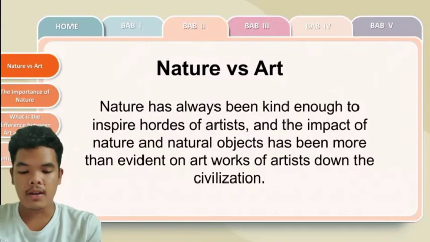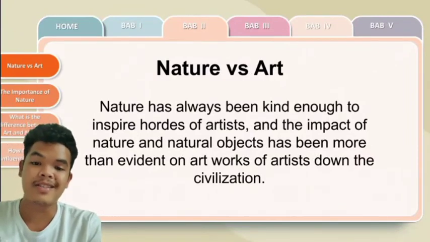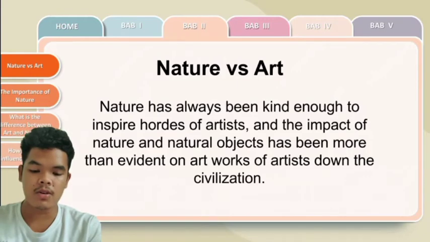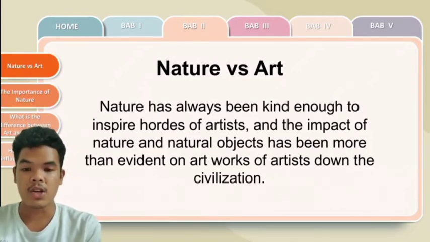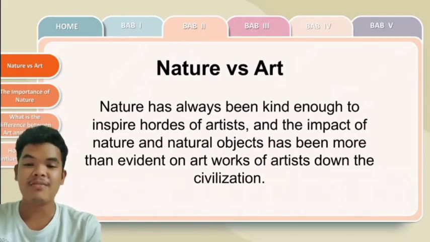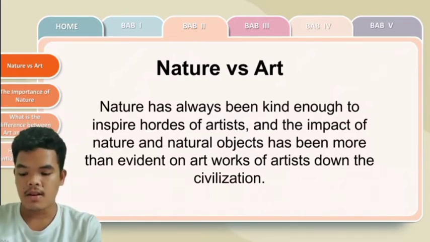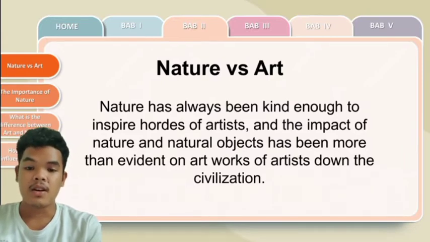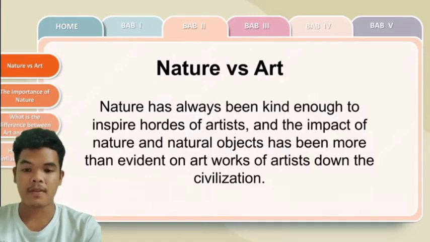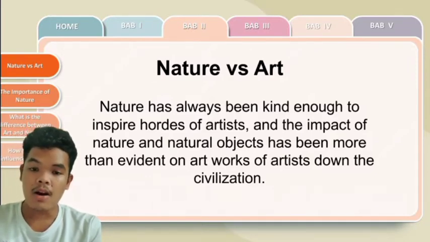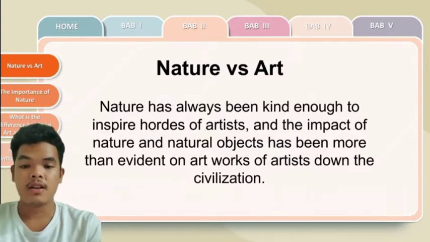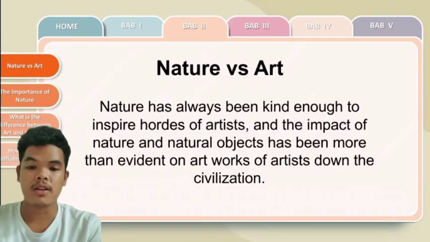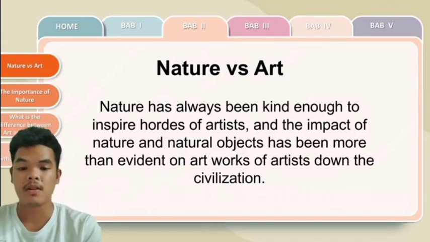Nature has always been kind enough to inspire hordes of artists. And the impact of nature and natural objects has been more than evident on artworks of artists down the civilizations. Daghan na kaayong mga artists ang na-influence the sense of naturalistic that are more on nature, na nakaproduce sila og mga piece na nagabase sa nature and the realistic na evidence sa mga panahon karon.